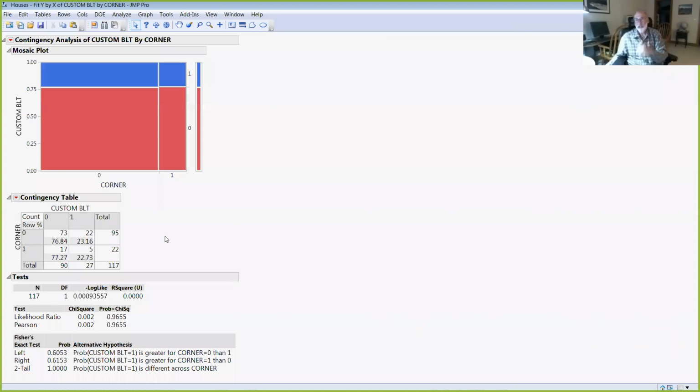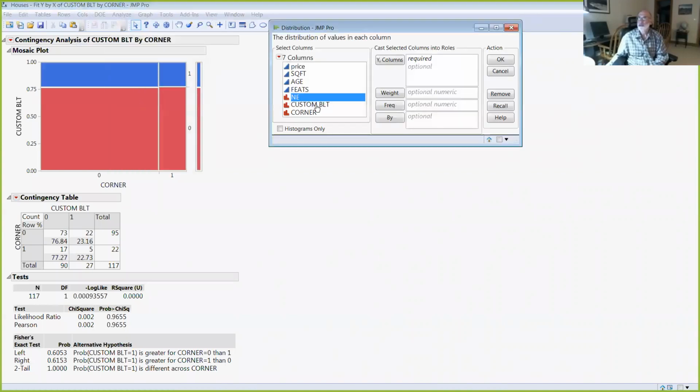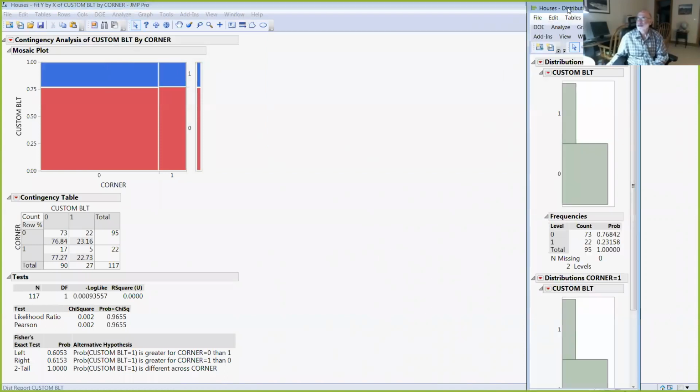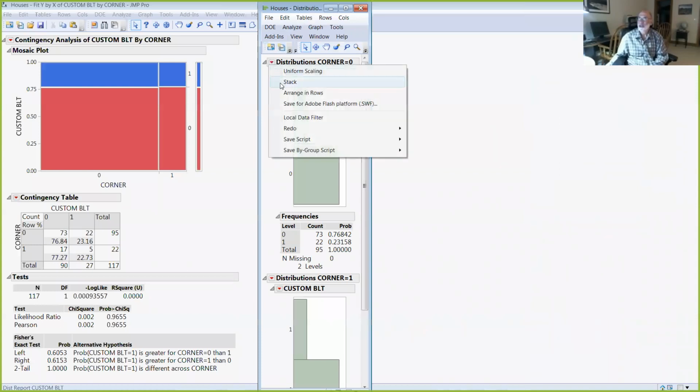Unfortunately, from this display, you don't get a confidence interval. If you wanted to get a confidence interval, you would have to do this somewhat differently. You could ask for the distribution of custom built by corner. I'm cheating a little bit on this, but it'll give you the basic idea.